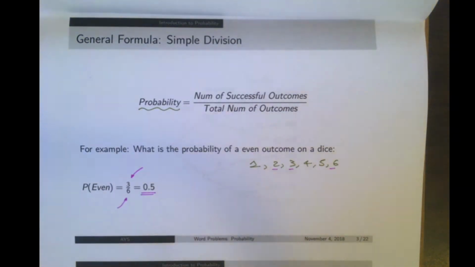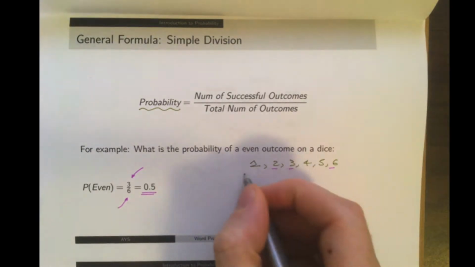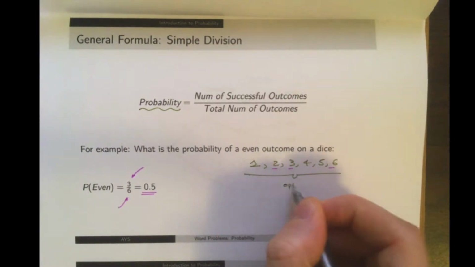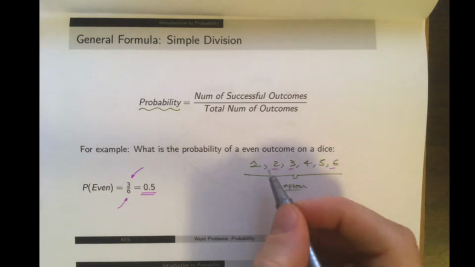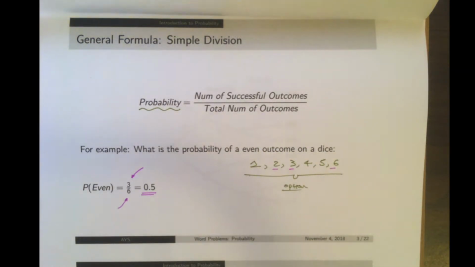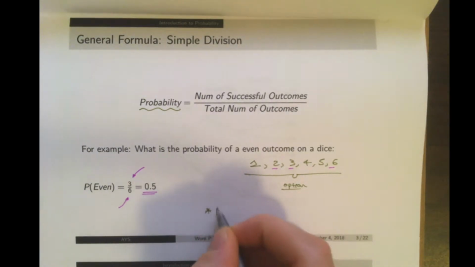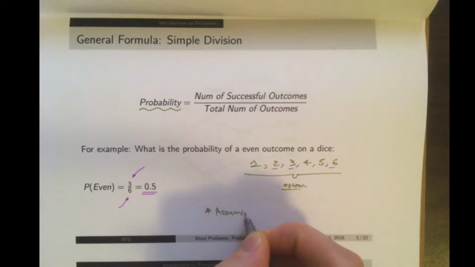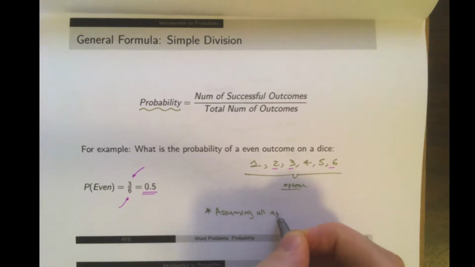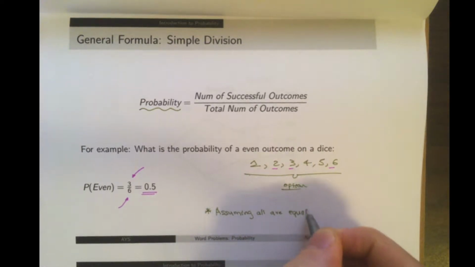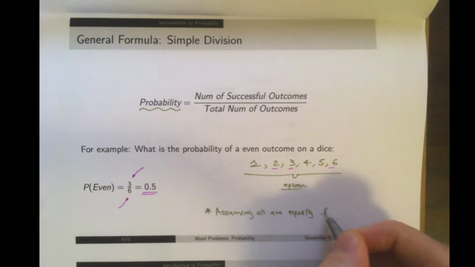And this is the general topic we're going to use for this vanilla flavor simple probability, is identify how many of the options, these are all the options, how many of the options are we counting as successes? We're counting 2, 4, and 6 as successes. How many total outcomes are there? And then we divide them. So what is this assuming? This is assuming all are equally likely. And you'll see that a lot on the GRE, equally likely.